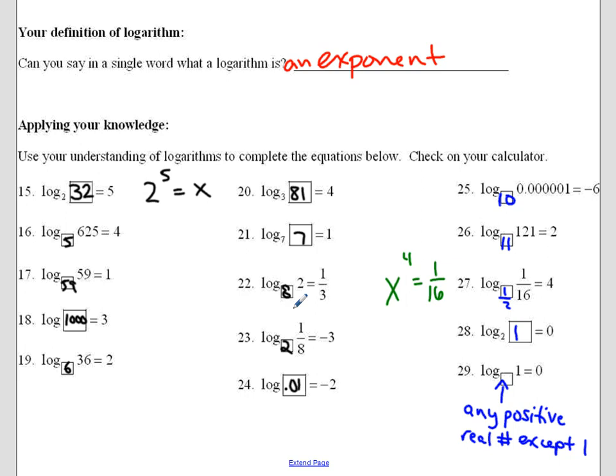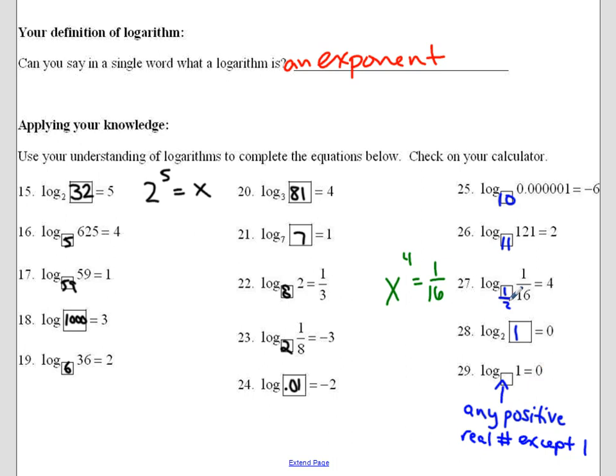All right, here are all your answers, and you might have figured out that this number 29 had lots of possible answers. It can be any number as the base that's a positive real number except for 1. So like 7 to the 0 is 1. 15 to the 0 is 1.